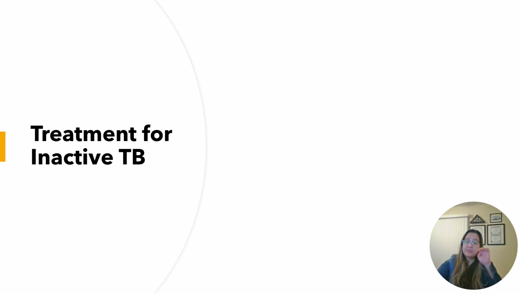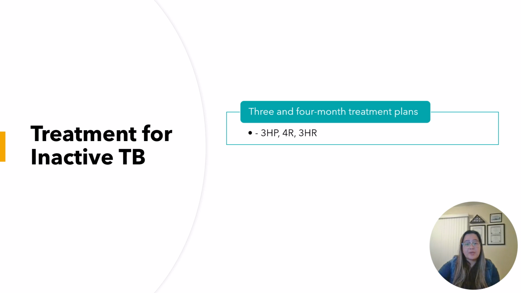There are several treatment plans for inactive TB in the United States. They are safe and effective. The treatment plans for inactive TB use a combination of medications like isoniazid, rifampin, and rifampicin. The 3 and 4 month treatment plans are preferred because they are shorter.